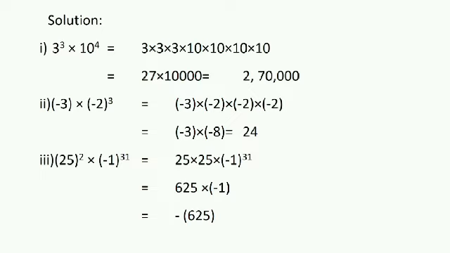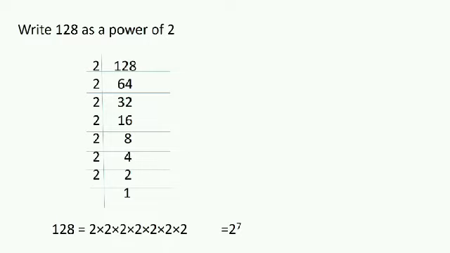Another question, write 128 as a power of 2. To write any number in the exponential form, we have to do its prime factorization. So here the prime factorization of 128 is done, and 2 is multiplied 7 times by itself in 128. Therefore, it is equal to 2 to the power 7. And 2 to the power 7 is the exponential form of 128.